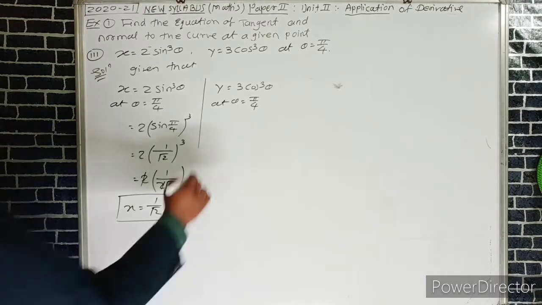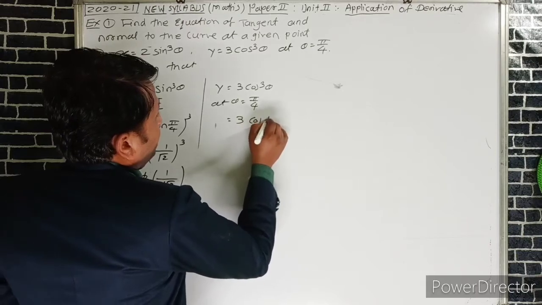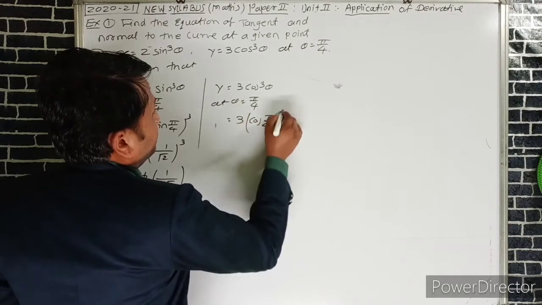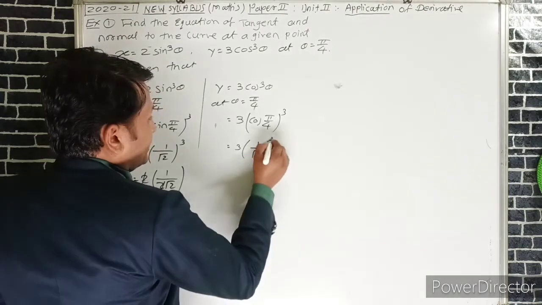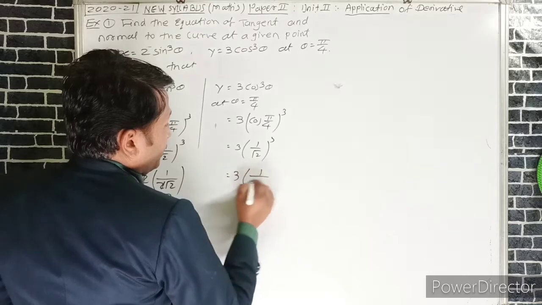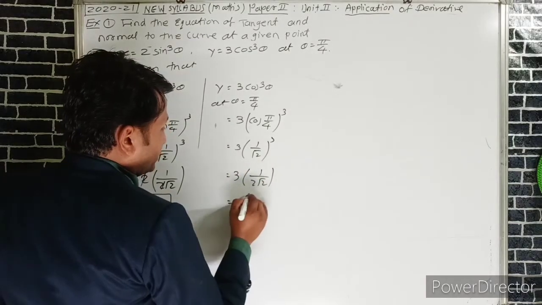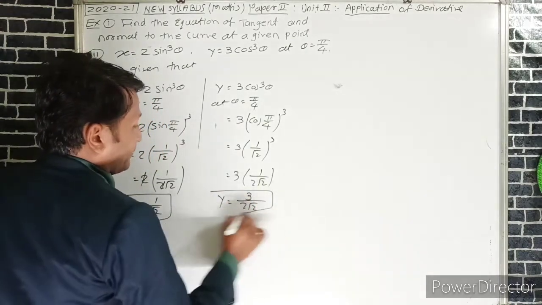Again, y is equal to 3 into (cos pi by 4) whole cube. The value of cos pi by 4 is 1 by root 2. We can write 3 into 1 upon 2 root 2, which is 3 upon 2 root 2, which is the value of y.